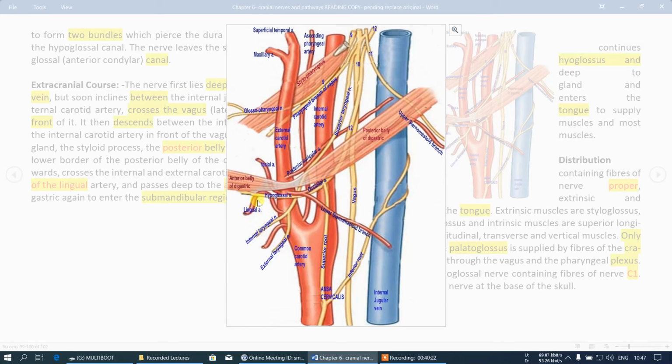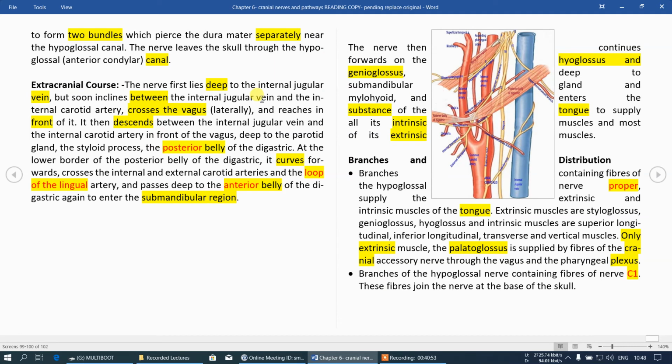Here you can notice this loop of the lingual artery. The lingual artery is forming a loop. One more loop you can remember, the auriculotemporal nerve, in relation to the parotid gland. Okay, so here the loop of the lingual artery is related to the hypoglossal nerve. From here it will go to the muscles of the tongue. So this is the whole extracranial course of the hypoglossal nerve.